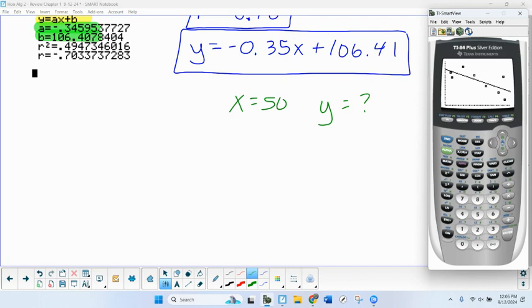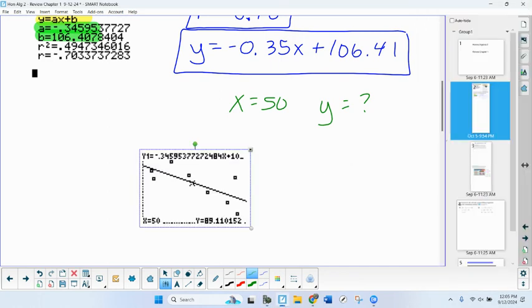So now I'm going to go what? Second, Calc, Value, type in 50, and what would the average rainfall be expected to be? 89.11 inches.